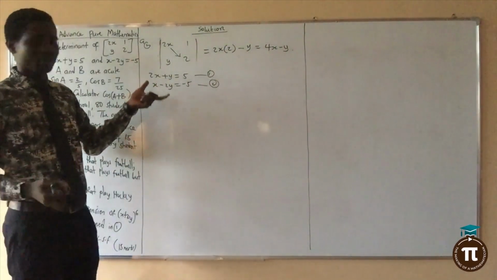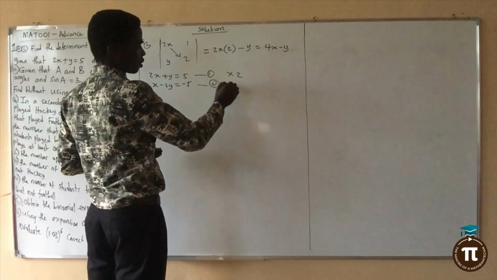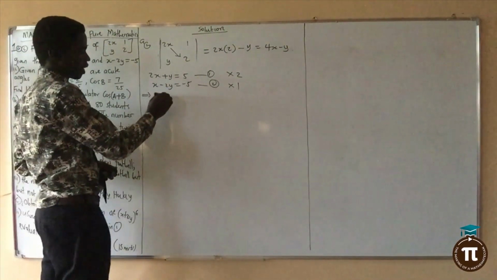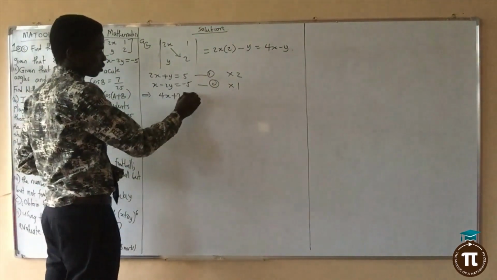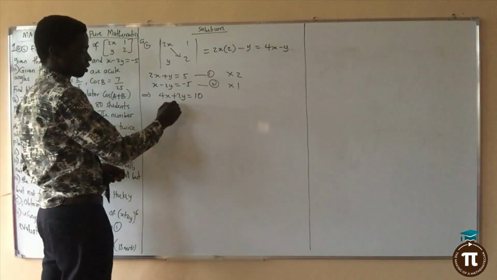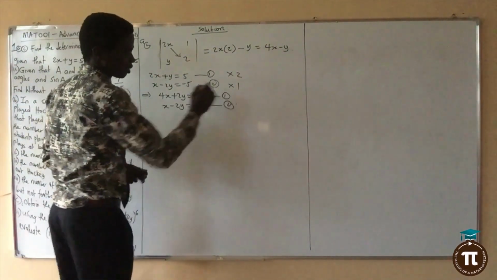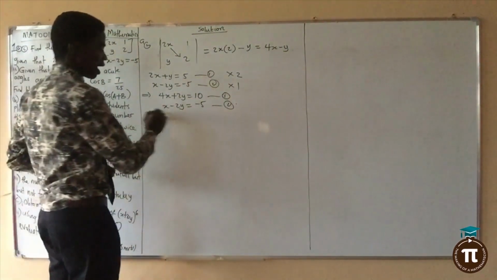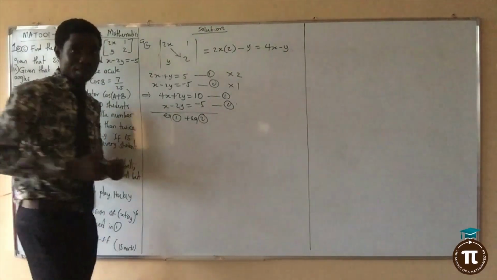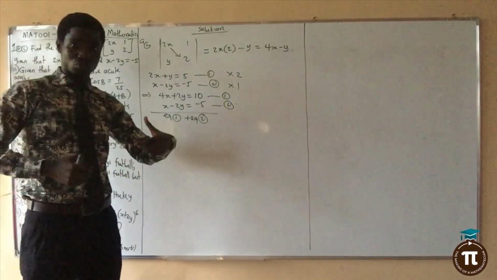If I have to eliminate y, I multiply equation 1 by 2, then this one just by 1. It's still the same thing. So this one will give me 4x plus 2y is equal to 10. I'm multiplying everything by 2. This one I'm just multiplying by 1, it's still the same thing. So this is the new equation 1 and this is the new equation 2. I'll add, that is equation 1 plus equation 2. Basically I'm using the elimination method.